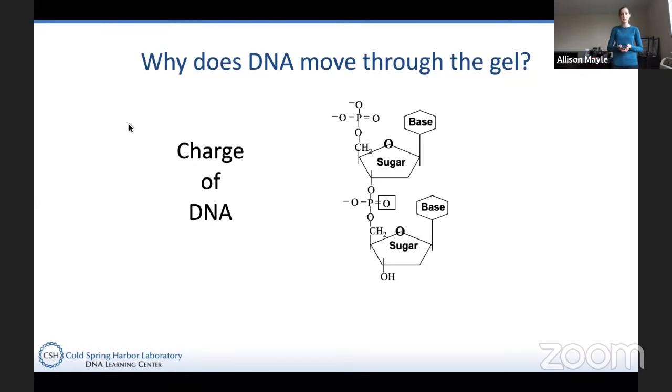So this is a slightly different illustration. You can see there on the outside, we have some negative charges. So when we apply our electric current to our gel, DNA is going to move away from the negative charge and towards the positive charge, so towards the positive electrode. I'm going to show you a little cartoon illustration of this on the next couple of slides. I hope that makes sense.